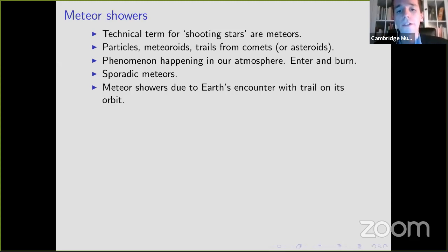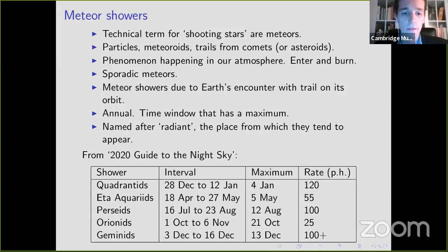However, meteor showers are due to the Earth's encounter with trails of meteoroids on its orbit. And this encounter is annual, happening every year at around the same time. There is a time window, and this window has a maximum, a time of peak activity and a large number of meteors. The meteor showers are named after the radiant. The radiant is the place from which they tend to appear on the sky.